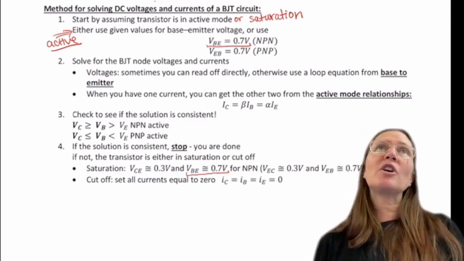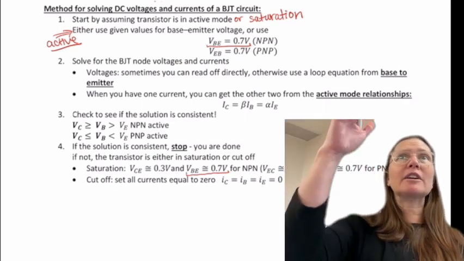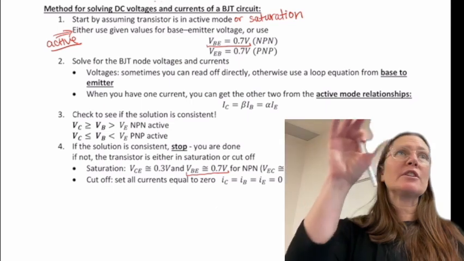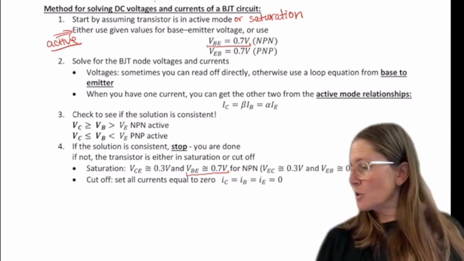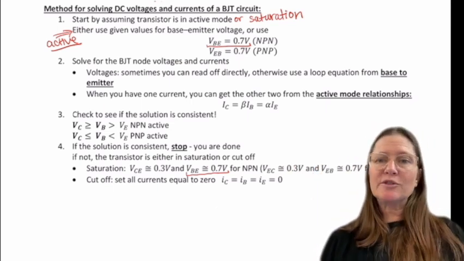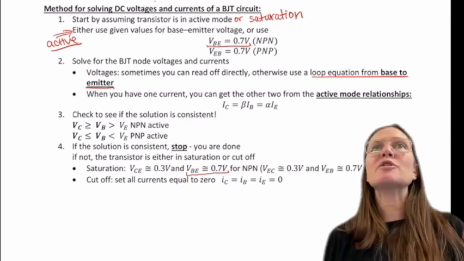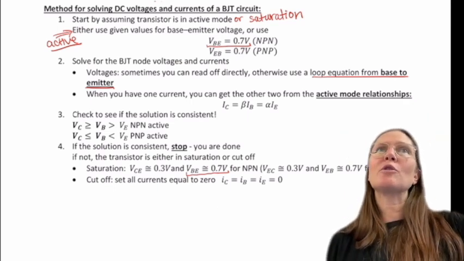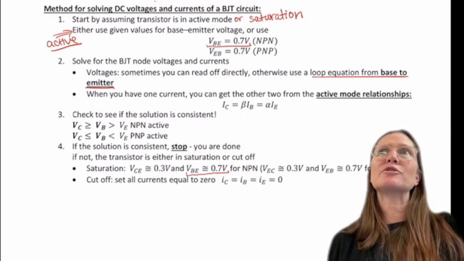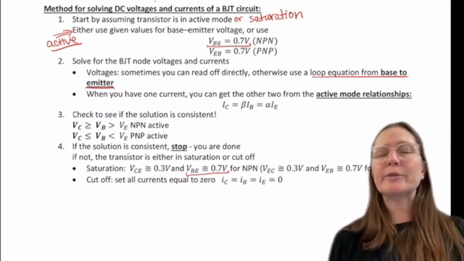If it's not easy to find exactly at the base and exactly at the emitter, you're going to do a loop, always from the base to the emitter loop, because you now know VBE, so that's a known value from the base to the emitter. So it would give you a loop of known values.